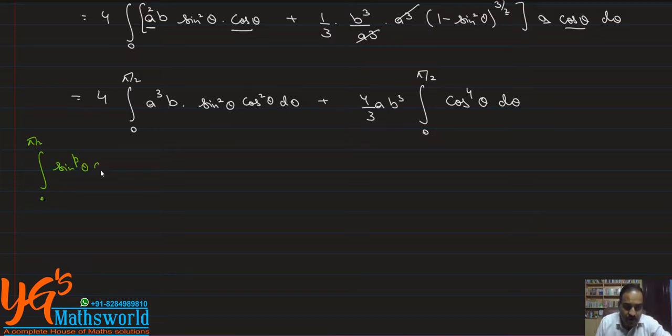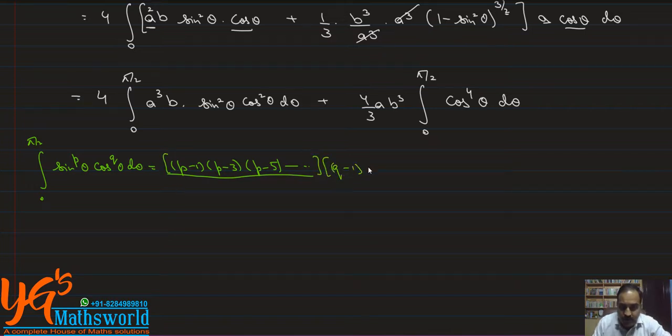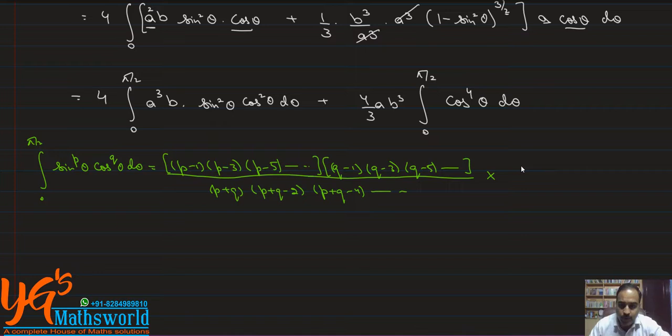sine raised to power p theta cos raised to power q theta d theta, that will be equal to p minus 1, p minus 3, p minus 5 and so on till positive term over this part into q minus 1, q minus 3, q minus 5 up to positive term, divide by p plus q, p plus q minus 2, p plus q minus 4 and so on till last positive term into, now if p and q both are even, so multiply by pi by 2, otherwise by 1.